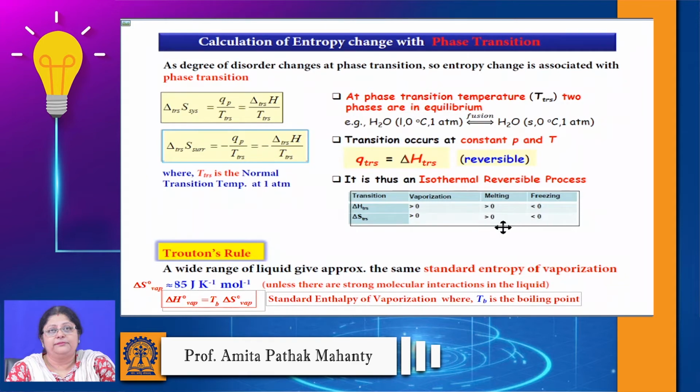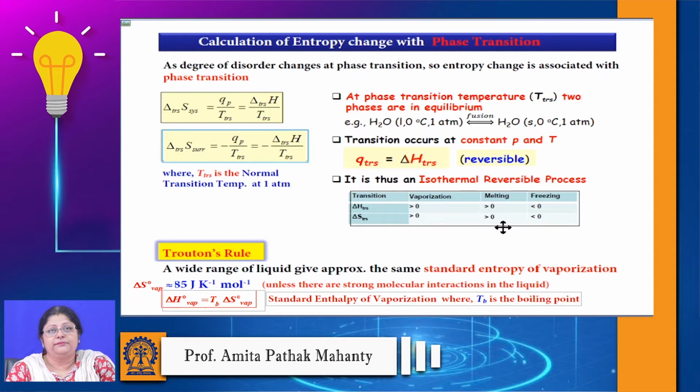Okay. Now there's a rule here which you must understand. It's Trouton's rule. Trouton's rule states that for a wide variety of liquids, the standard entropy of vaporization of that liquid is given to be 85 kilojoules per Kelvin per mole.